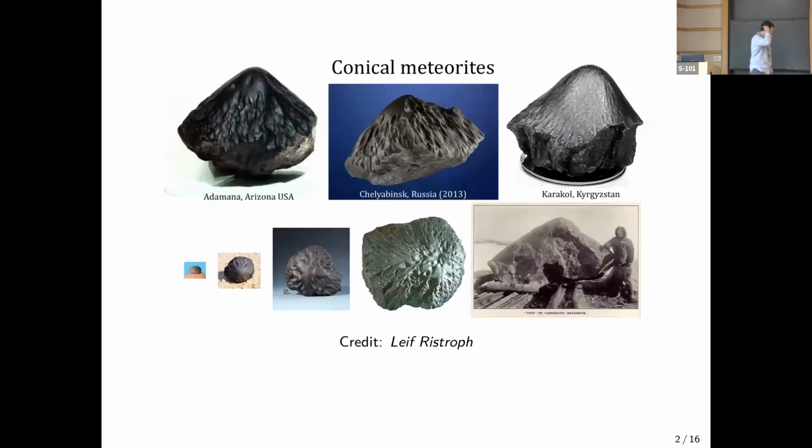Okay, so we're going to start with a phenomenon. We're going to start with meteorites. When you have asteroids and they start entering Earth's atmosphere, they become meteorites. Apparently you can find a lot of meteorites that have this conical shape. The idea is that as they enter the atmosphere, they get eroded and form this conical shape, which seems to be stable, and then you find them. The credit for this goes to Leif Ristroff, who's at the Applied Math Lab at Courant and who worked on a lot of the experiments related to this.